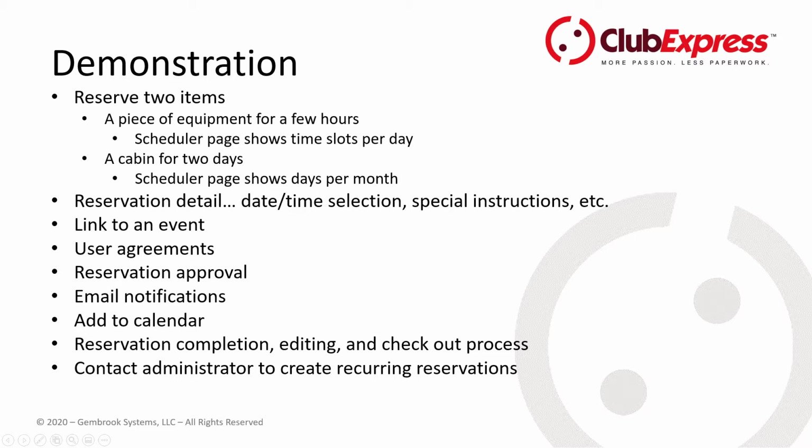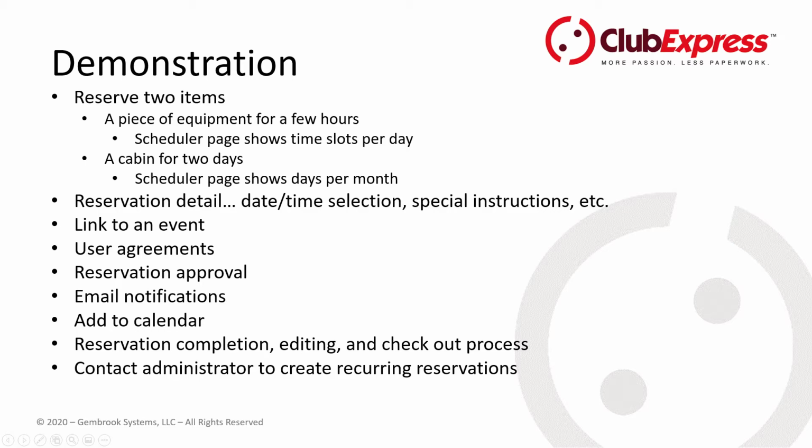Then we will look at reservations that need approval. We'll look at user agreements, the ability for you to email others. So say if you rent a tennis court or a room, you can send emails to other people saying that you've already made this reservation. We'll show how you can add it to your calendar, and then we'll complete the reservation and talk about contacting an administrator to create a recurring reservation. Say if you need a conference room on Wednesdays and Fridays for the next 3 months.